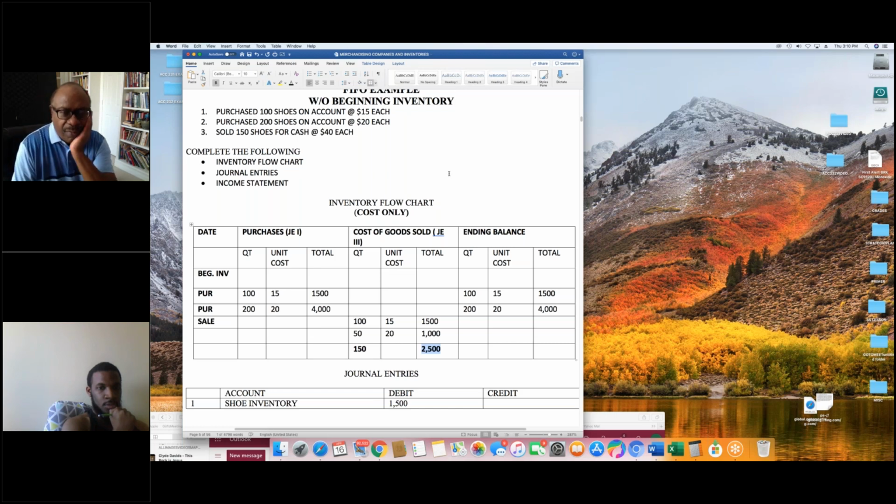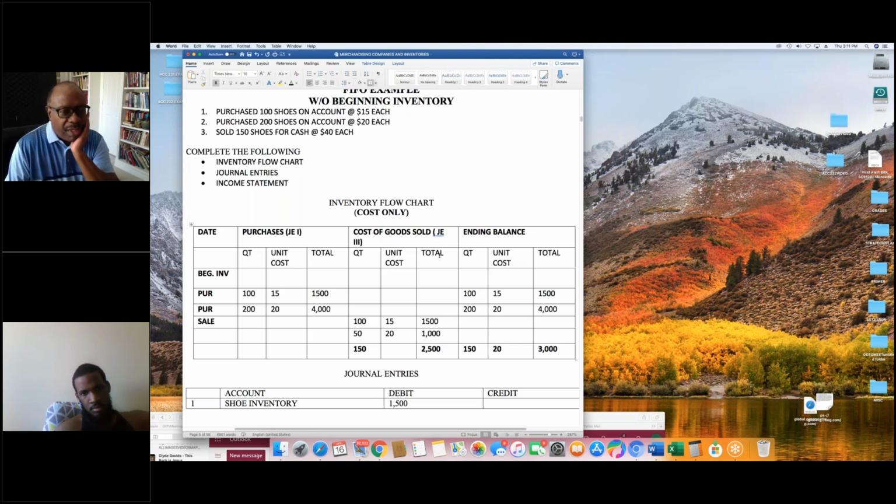We've added. Then what do we have left in inventory now? How many pairs of shoes do you have left in your inventory? 150. And their cost is what? 20. So that would be $3,000.